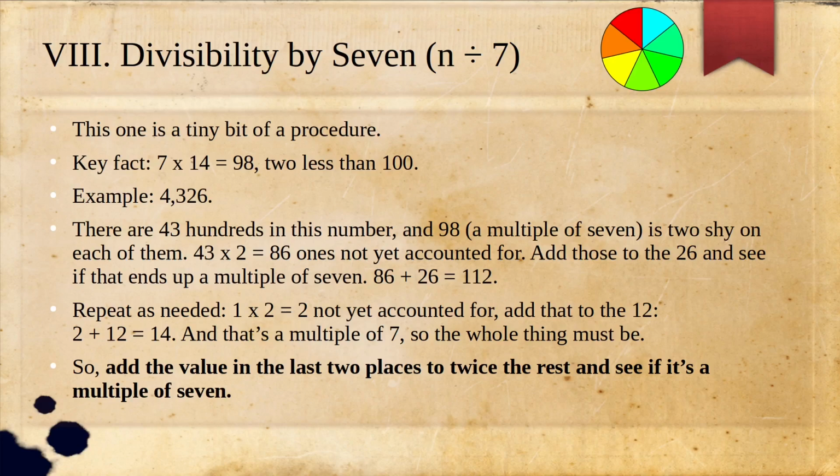If it is, we're good to go, because those remainders of 2 came from dividing the hundreds by 7. And so if putting that together with the rest ends up being a multiple of 7, the original number must be a multiple of 7.